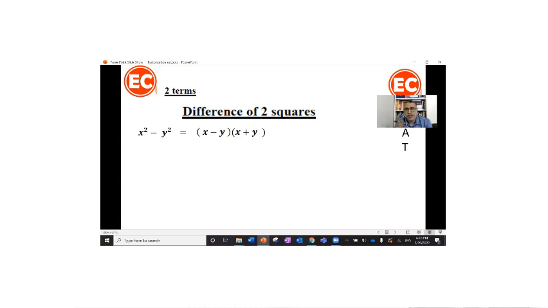The first one, x squared, is x by x. So I write here x and write here x. The second one is y squared, so I write here y and I write there y. That's it. This is called difference of 2 squares.